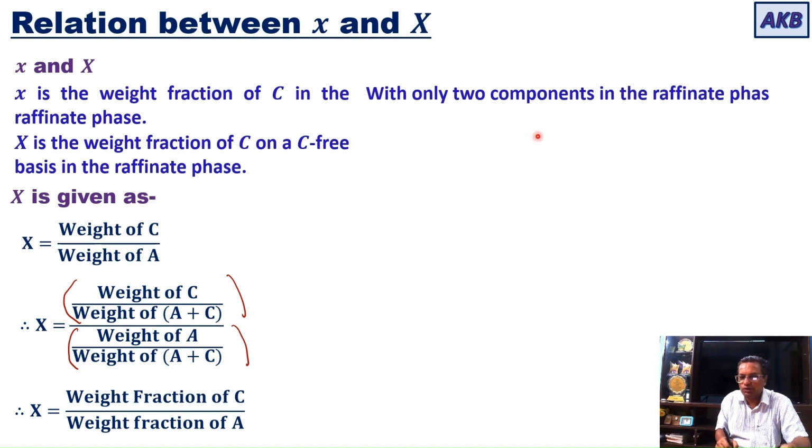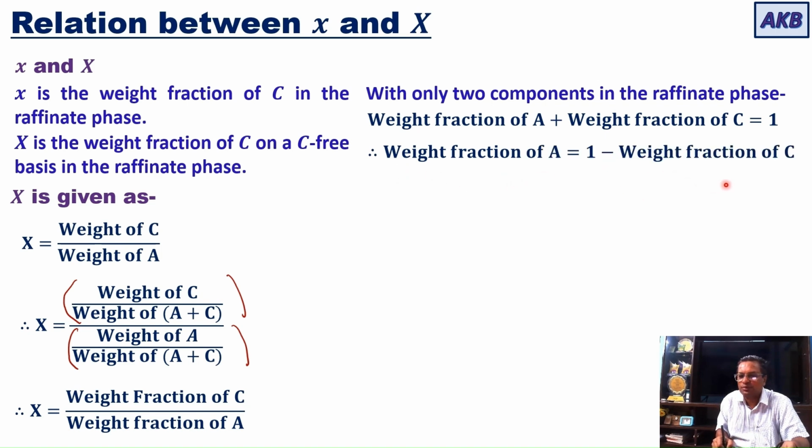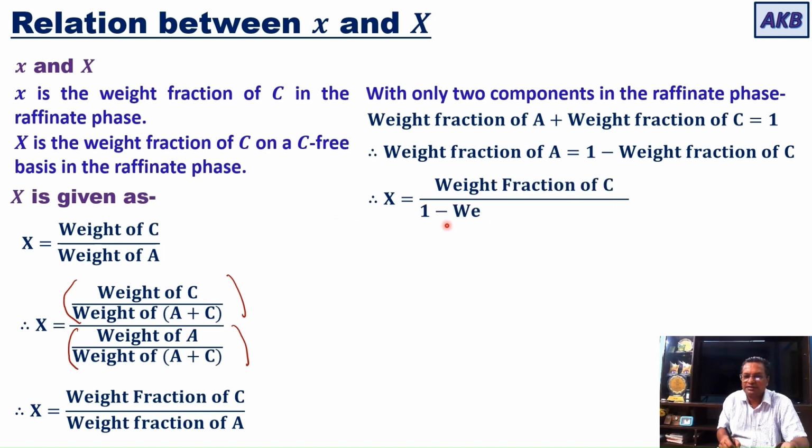Now since there are only two components in the raffinate phase, which are those two components, A and C? That means weight fraction of A plus weight fraction of C is equal to 1, as we know the sum of weight fractions of all the components is equal to 1. So from this I can write weight fraction of A is equal to 1 minus weight fraction of C. That means now capital X is written as weight fraction of C divided by 1 minus weight fraction of C.